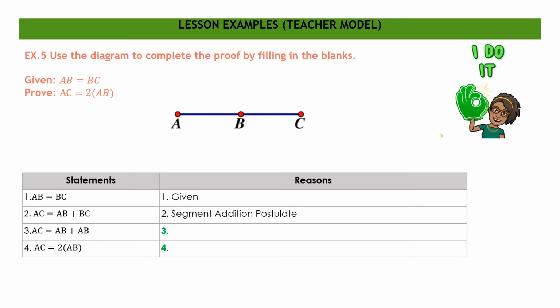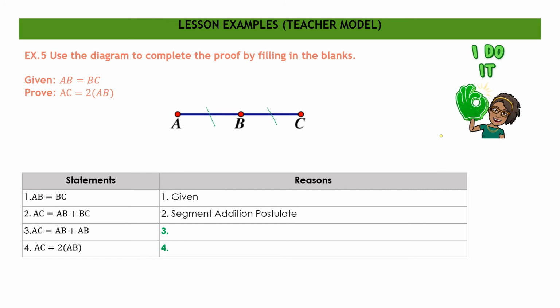Okay guys, let's look at example 5. So it says use the diagram to complete the proof by filling in the blanks. It is given that segment AB here is equal to segment BC. So once again, if I'm shown that two segments are equal within a diagram, I'm going to mark up my figure with what we call tick marks to show that these two segments are equal to each other. Then they want me to prove that AC, the full entire length of the segment, is equal to 2 times the length of segment AB.